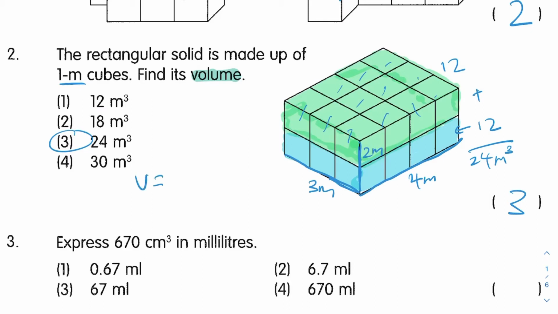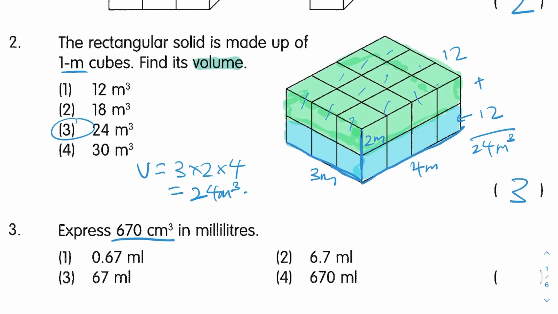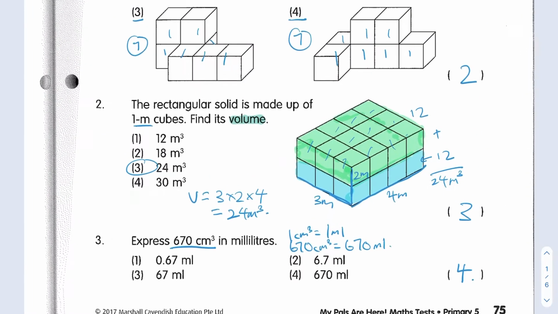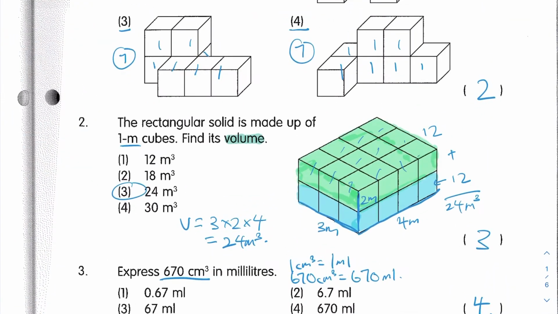So you can also use volume is 3 times 2 times 4, which should give you 24 cubic meters as well. Question 3. 1 cubic centimeter is 1 milliliter. So 670 cubic centimeters would be 670 milliliters as well. Okay, so for the first page, you have 2, 3, and 4.